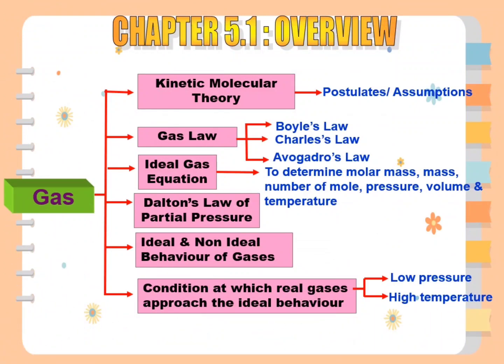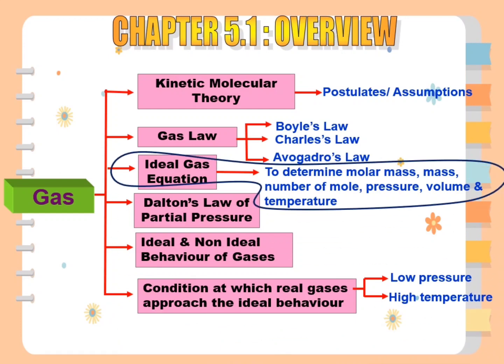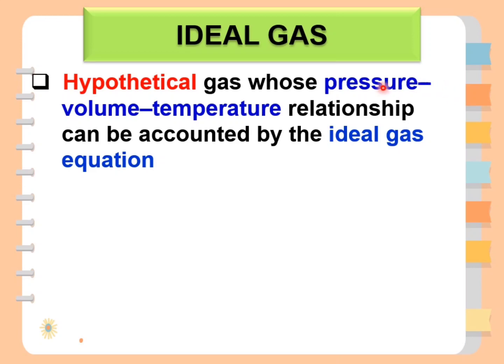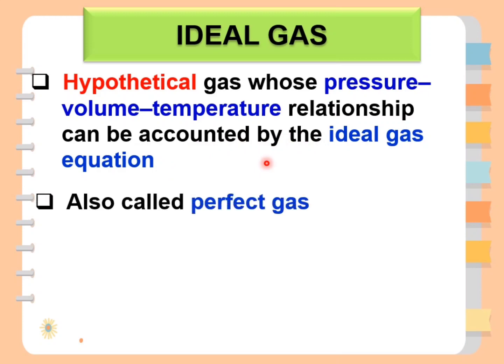Okay guys, in this subtopic, we are going to learn about the ideal gas equation, which we use to determine the molar mass, number of mole, pressure, volume and temperature. So, what is ideal gas? Ideal gas is a hypothetical gas whose pressure, volume, temperature relationship can be accounted for by the ideal gas equation. This ideal gas is also called perfect gas.